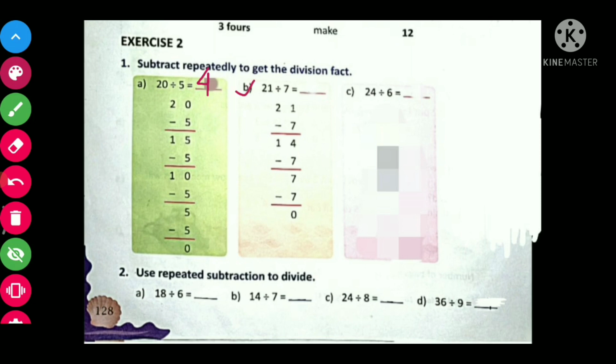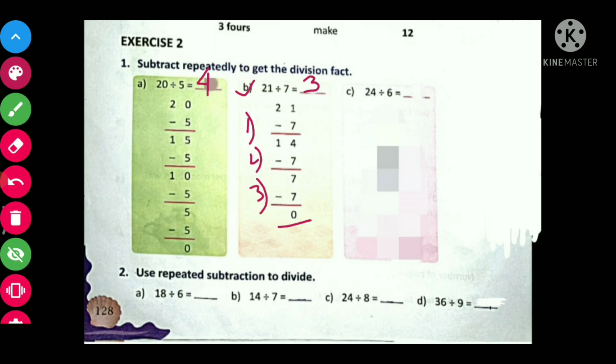Now see part B. The first one, 21 divided by 7, so we need to subtract 7 from 21. What is the first step? 21 is subtracted by 7 and the answer is 14. Second step: 14 is subtracted by 7 and the answer is now 7. Third step: 7 is subtracted by 7 and now the answer is 0. In how many steps did we get 0? In 3 steps. So 21 divided by 7 is equal to 3.